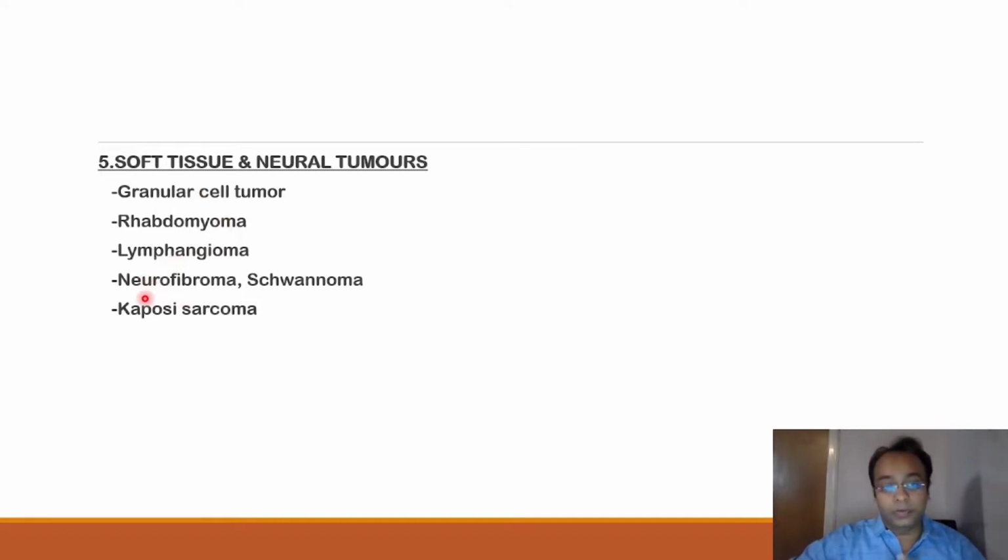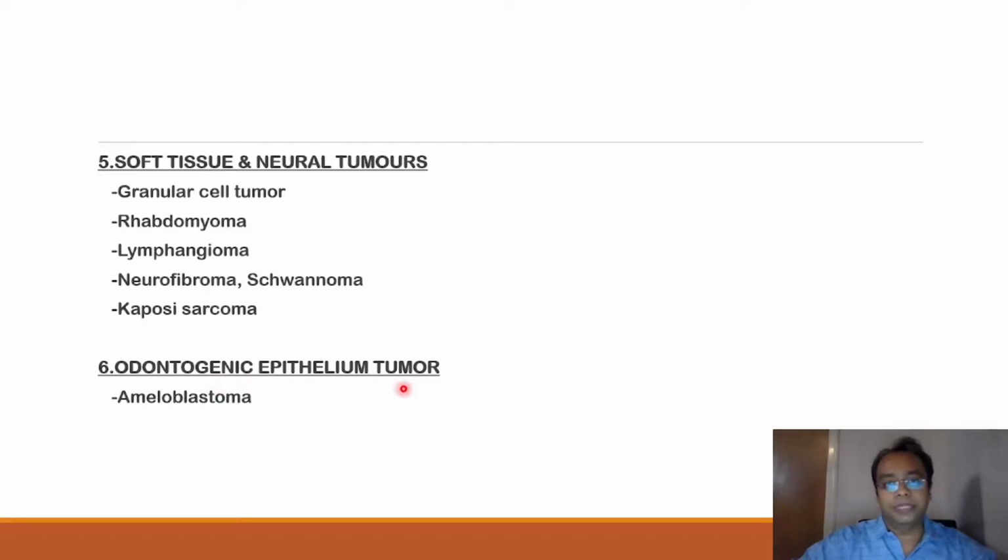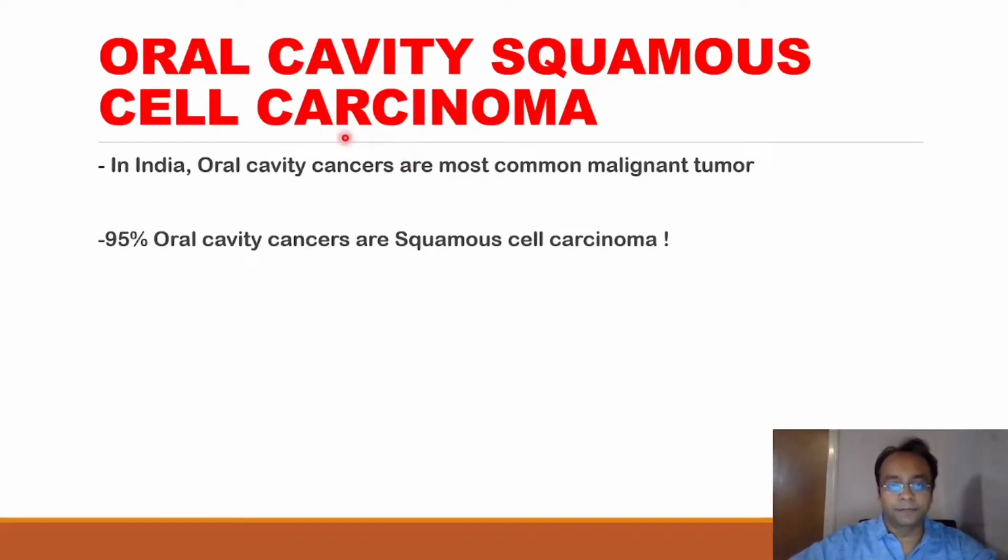Then neural tumor examples include neurofibroma, schwannoma, and Kaposi sarcoma also could occur in the oral cavity in the buccal mucosa, particularly in HIV patients. The sixth category is odontogenic epithelial tumor, that is the ameloblastoma. And the seventh category is lymphoid tumor, that is non-Hodgkin lymphoma, B cell lymphoma, right? So these are the seven categories of oral tumor classification, among which we are going to discuss oral squamous cell carcinoma in detail.